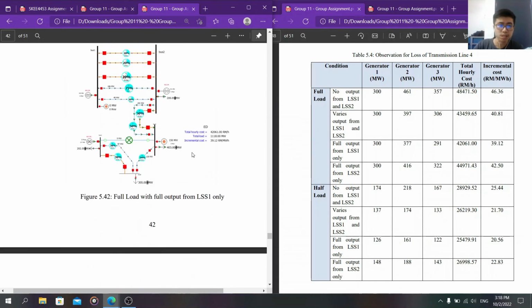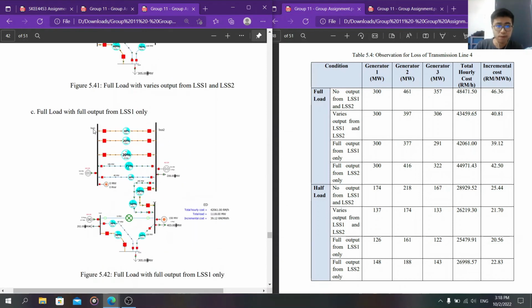And this one is the full load with full output from LSS1 only. Generator 1 is still the same. Generator 2 is 377 megawatt, and generator 3 is 291 megawatt, and the total hourly cost is 42,061 ringgit per hour, and the incremental cost is 39 ringgit 12 cents per megawatt hour.